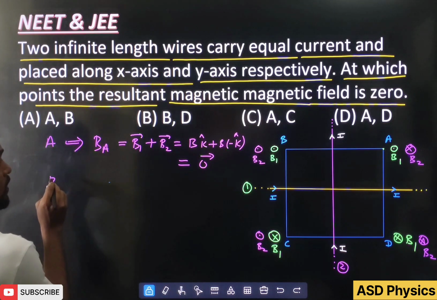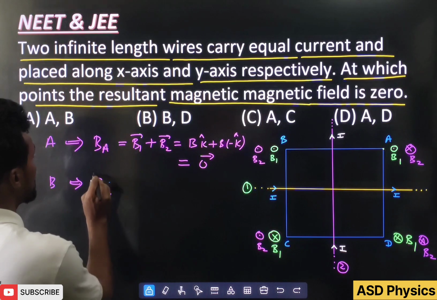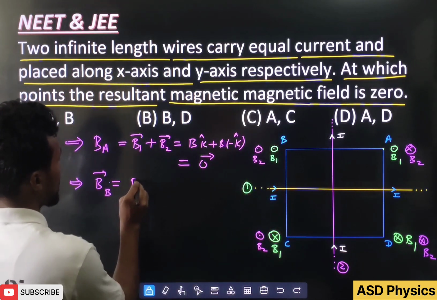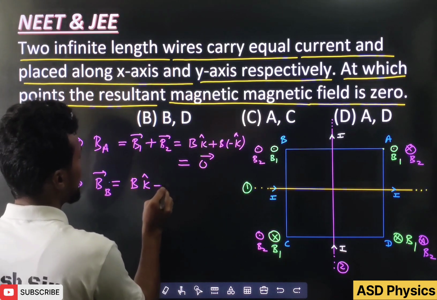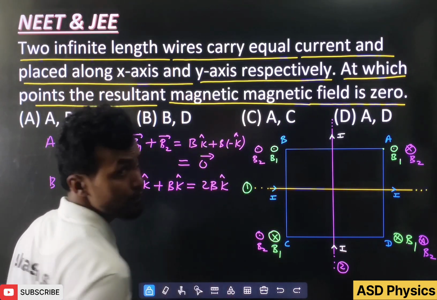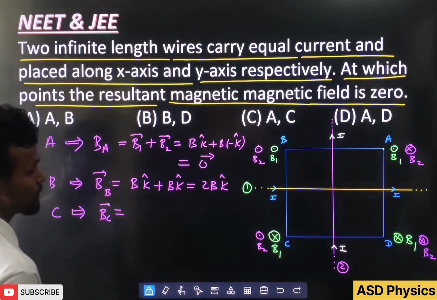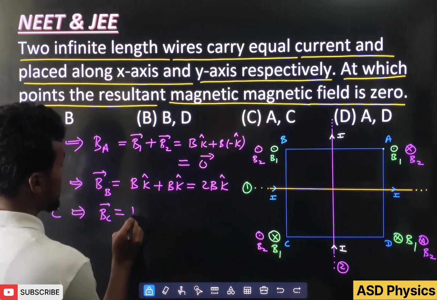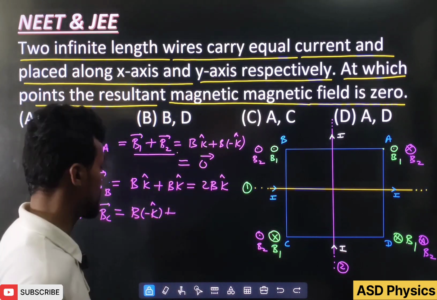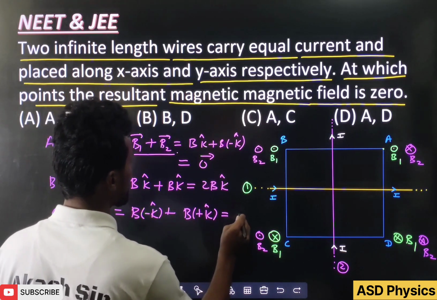Okay, let's take the next one, at point B. At point B, see, both the magnetic fields are in which direction? Outward. So I can write B1 is B k cap plus B2 is also B k cap. What is coming here? 2B k cap. Similarly, if I talk about point C, what is happening here? See, B1 is inside, that means B minus k cap. See here, this is always vector B1 plus vector B2. Okay, and B2 is in which direction? Outside. So again, both will cancel out here.